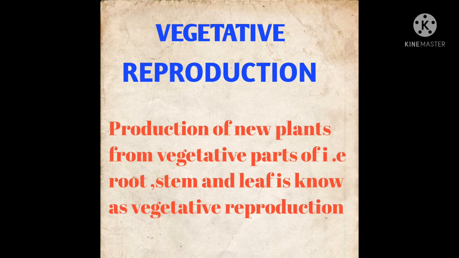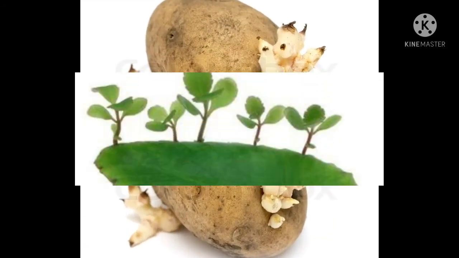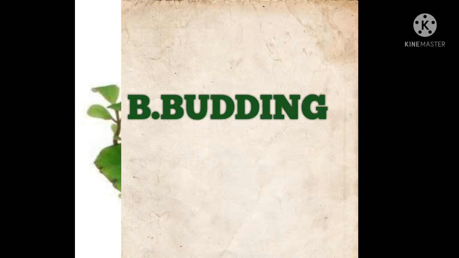Vegetative reproduction. Production of new plants from the vegetative parts of a plant, that is root, stem and leaf, is known as vegetative reproduction. Vegetative reproduction of root, example, carrot; stem, potato; leaf, bryophyllum.